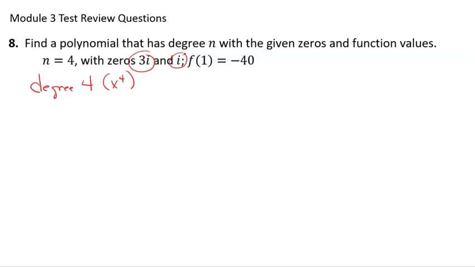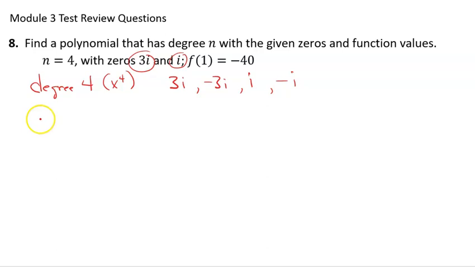4. Remember how those i's come as conjugate pairs? So if 3i is a 0, so is negative 3i. If i is a 0, so is negative i. There's all 4 zeros. So what do?